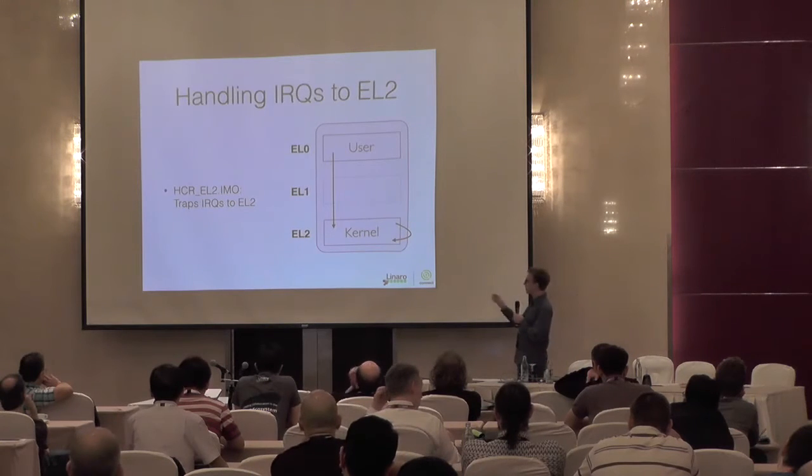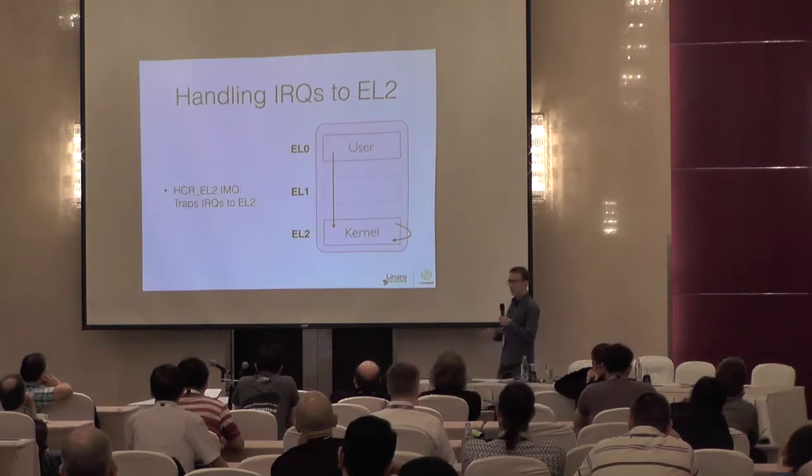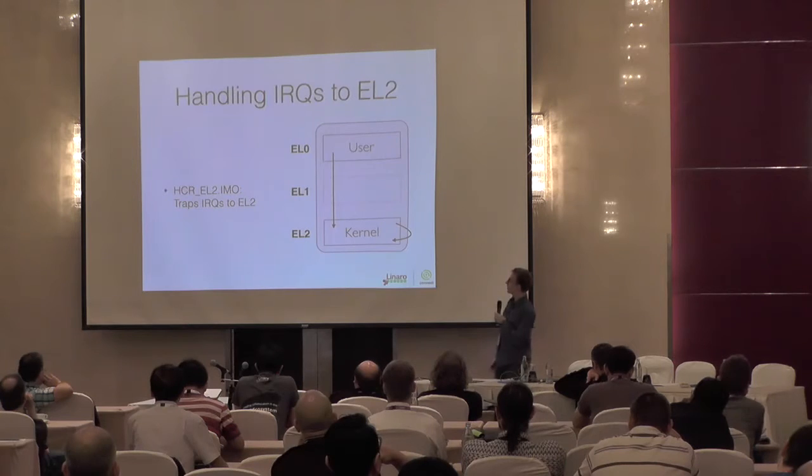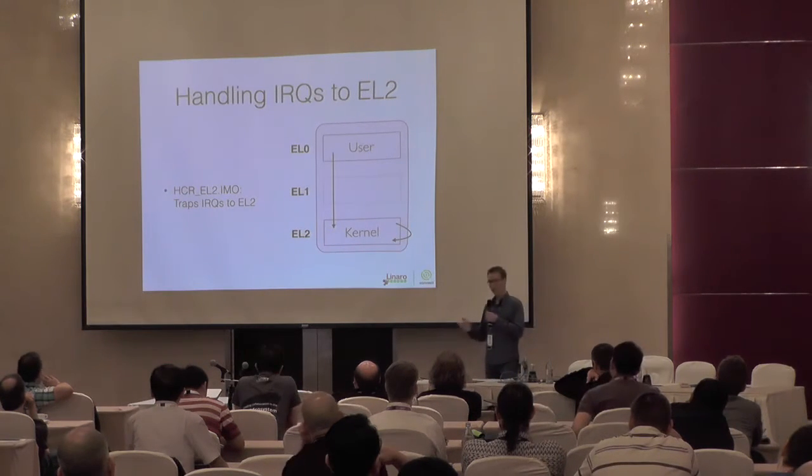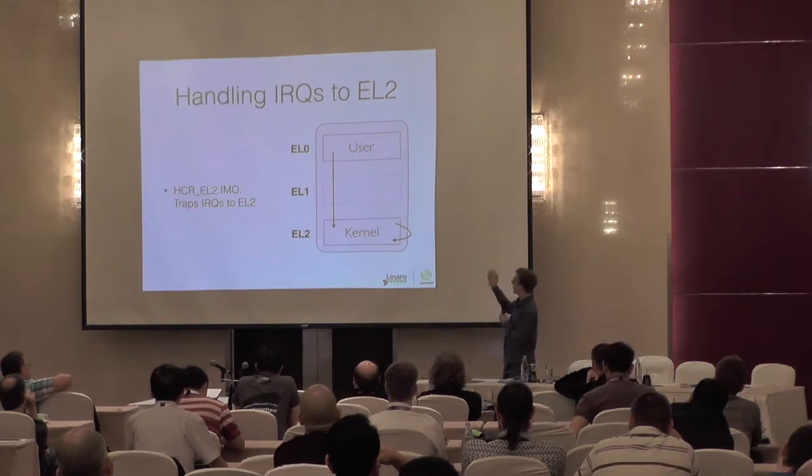So immediately looking at it, for IRQs, it's kind of easy. You can set the IMO bit in the HCR_EL2, which tells the hardware to trap all IRQs to EL2. So that's great. That kind of works.